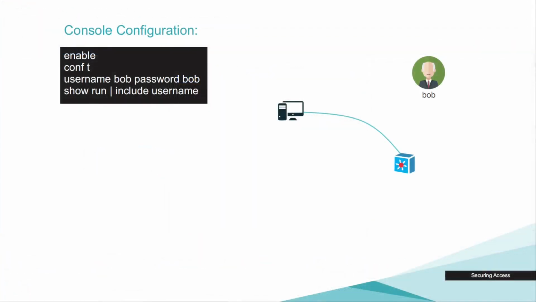After we test the line console 0 password, we need to do another scenario. In this scenario, we have an employee called Bob, and we need Bob to be able to access our switch using his username Bob, password Bob.